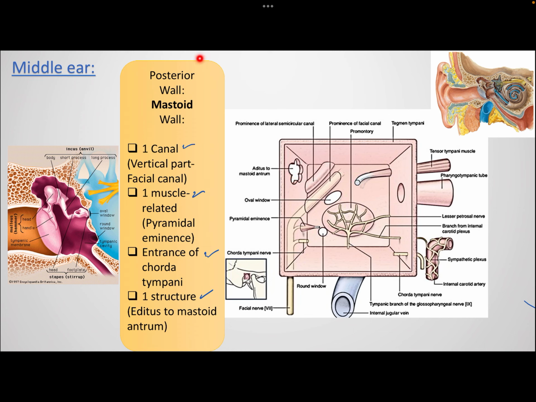So again, the posterior wall has one canal, one muscle-related structure, the entrance of the chorda tympani, and one structure. The canal is the vertical part of the facial canal. The muscle-related structure is the pyramidal eminence that gives the attachment to the stapedius muscle, then the entrance of the chorda tympani, and the structure is the aditus to the mastoid antrum, because this is the mastoid wall.